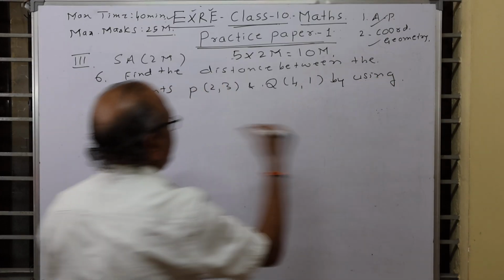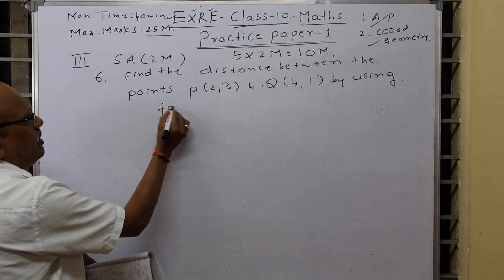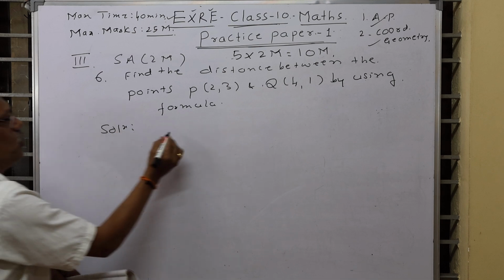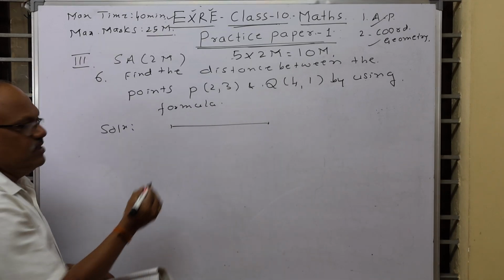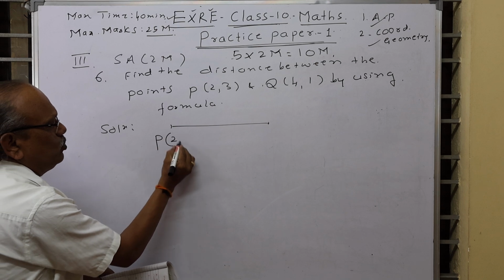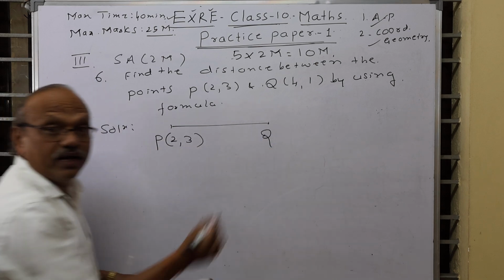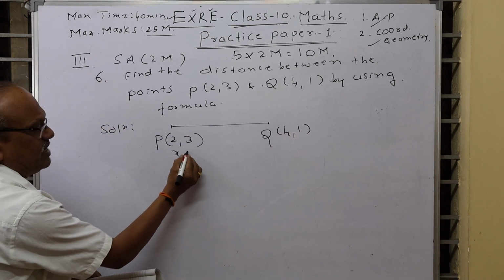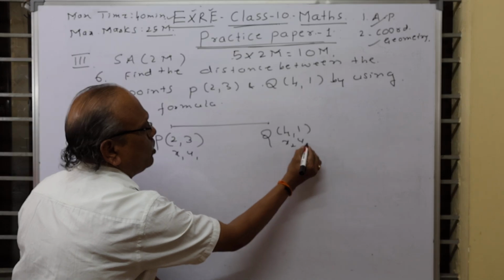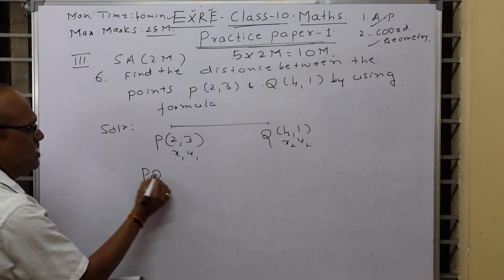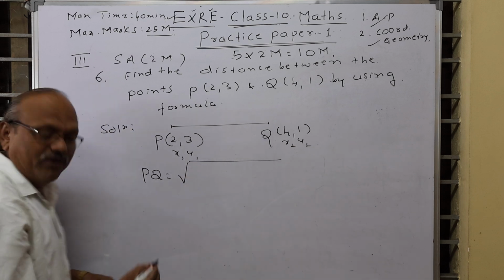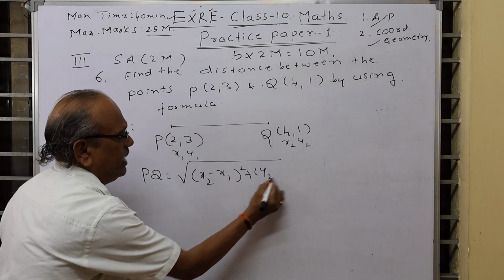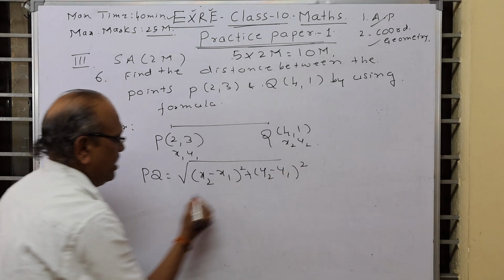Just at the time of reading, you plan to use a formula. Try to recall the formula. Suppose that PQ is the line joining the points, that is, coordinates of P are (2,3) and coordinates of Q are (4,1). You can use the distance formula. Suppose you consider this one as x1, y1 and this one as x2, y2. You know the formula. Recall. What is the distance formula? Yes, you are correct. Root of (x2 minus x1) whole square plus (y2 minus y1) whole square.